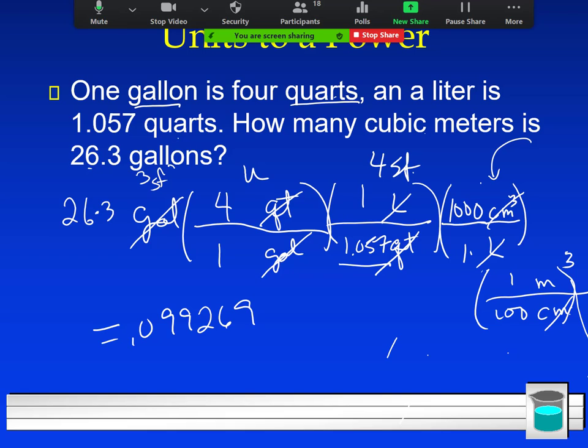1 liter is 100 centimeters cubed. That's a definition, unlimited. 1 meter is 100 centimeters. That's a definition, unlimited. So my smallest number of sig figs is 3. So that is 0.0993 meters cubed. So hopefully you see the difference about why I put the cubed inside here versus outside there.